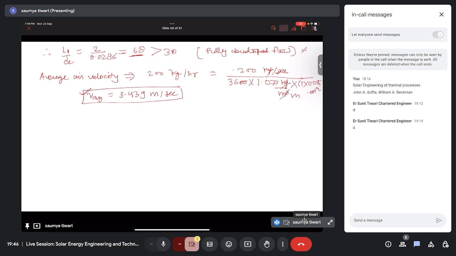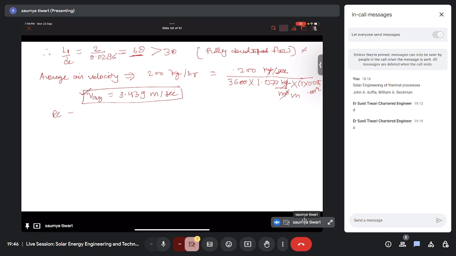Now what we can see is the Reynolds number, because to know whether the flow is laminar or turbulent, you need to know this Reynolds number. With the help of this Reynolds number we can calculate the Nusselt number, and from there we can calculate the heat transfer coefficient, right? If you remember, we have solved a similar question in previous classes also.